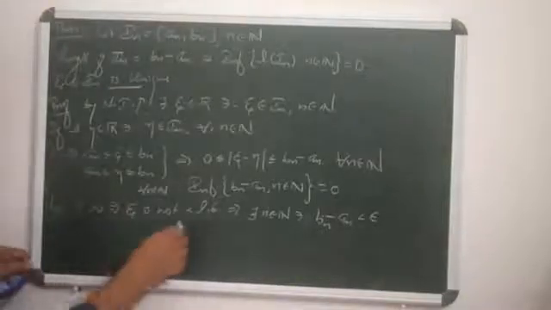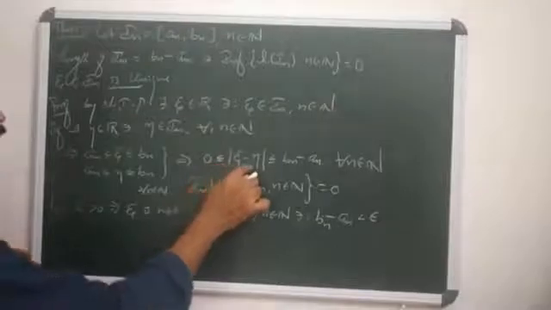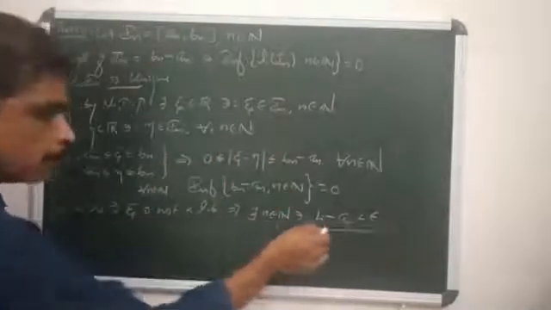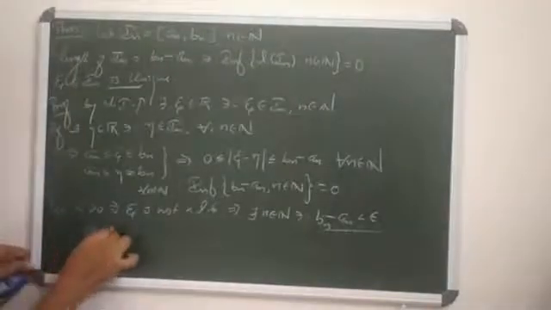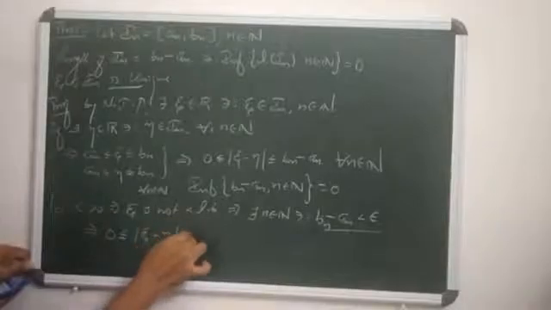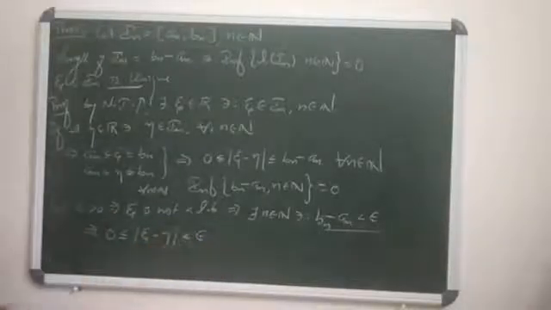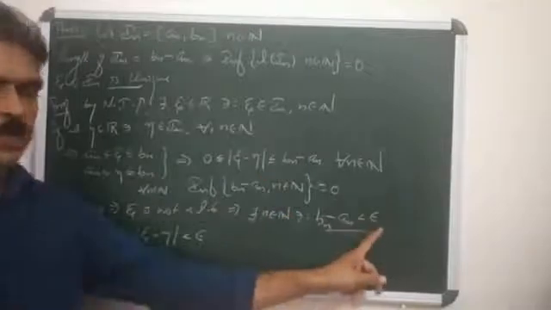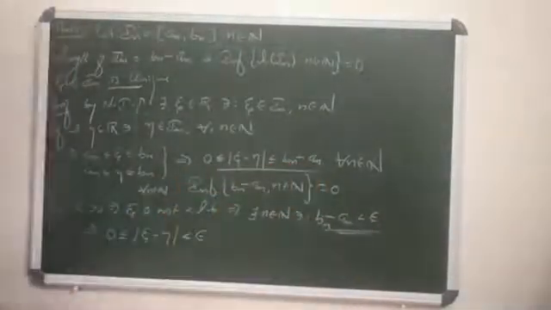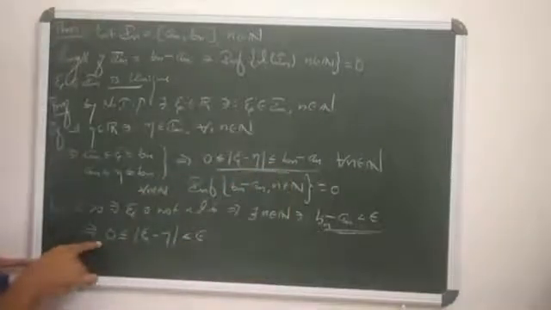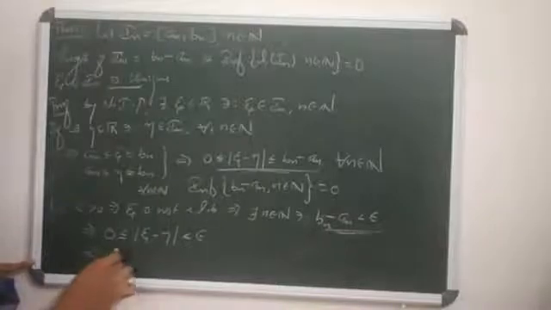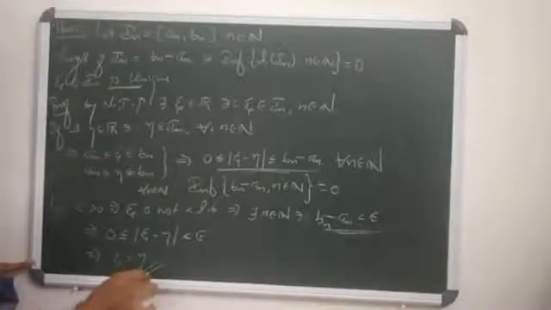So clearly here 0 is less than or equal to modulus of theta minus eta, which is less than or equal to bn minus an. Moreover, bn minus an is less than epsilon. So combining, we have 0 less than or equal to modulus of theta minus eta, strictly less than epsilon. Since epsilon is arbitrary, we have theta equals eta.